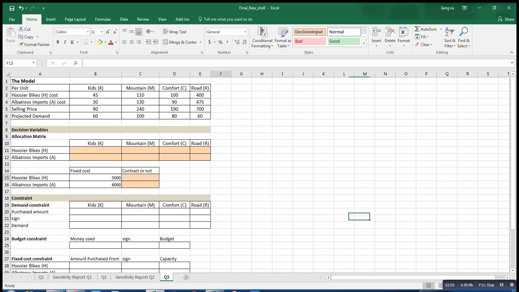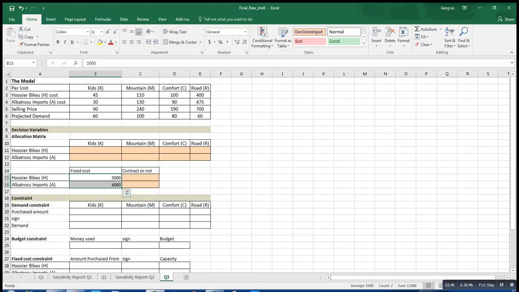Let's go to the spreadsheet and see how we can solve this in Excel. So here are the basic parameters of this problem: the cost of buying from each supplier, the selling price of each bike, and the demand for each type of bike. Okay, so this is the allocation variable, which is, for each supplier, how many kids, mountain, comfort, and road bicycles you buy. And here is the binary variable, which indicates whether you're going to contract with each supplier or not.